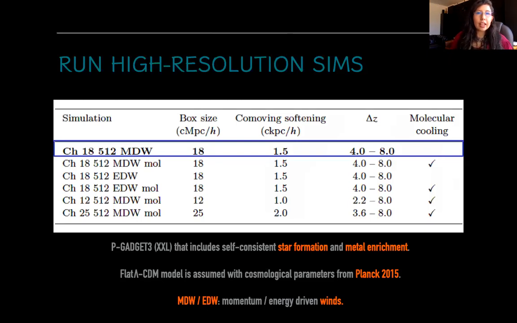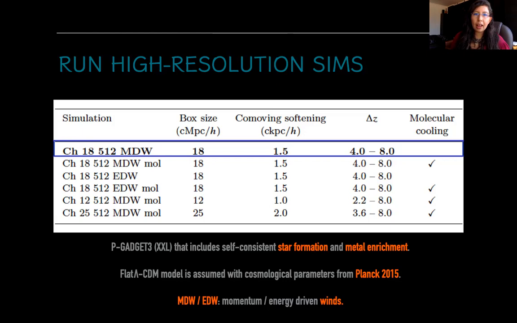In order to study the formation and evolution of these galaxies in the tail of reionization, I'm going to use high resolution hydrodynamical simulations based on a model of Gadget-3 that includes self-consistently the star formation and metal enrichment. I'm assuming a flat lambda CDM model with cosmological parameters from Planck 2015, and two different prescriptions for the winds. The feedback is given by either momentum- or energy-driven winds, and all the simulations have been run from redshift 8 to redshift 4 with snapshot gaps of 0.4.